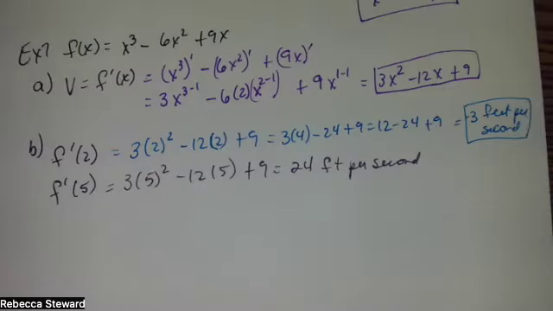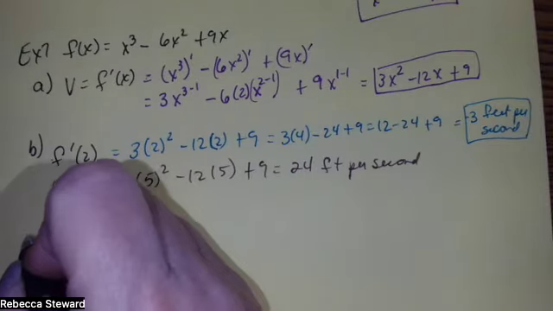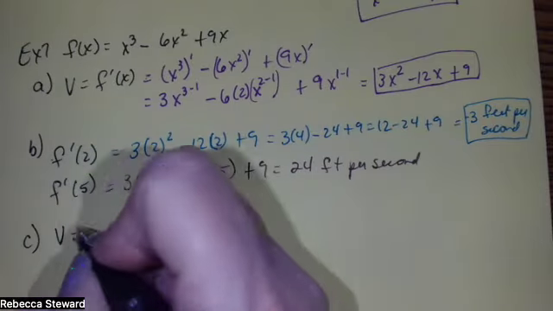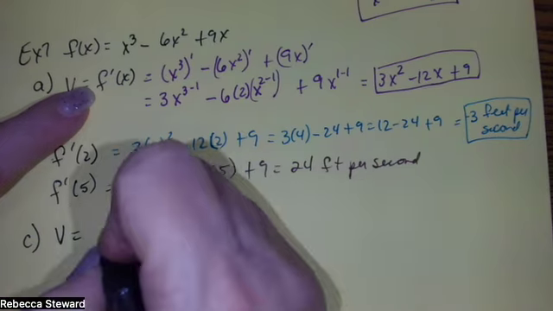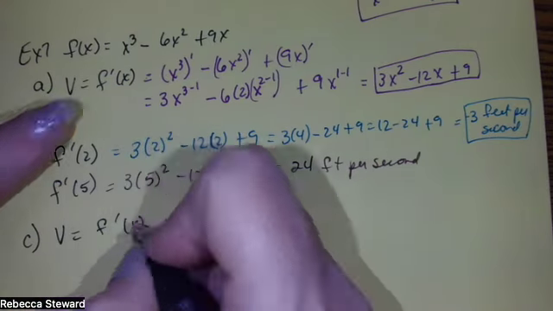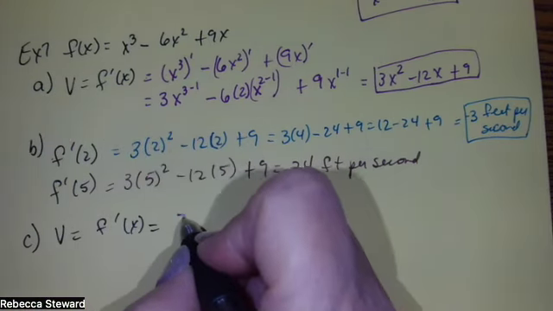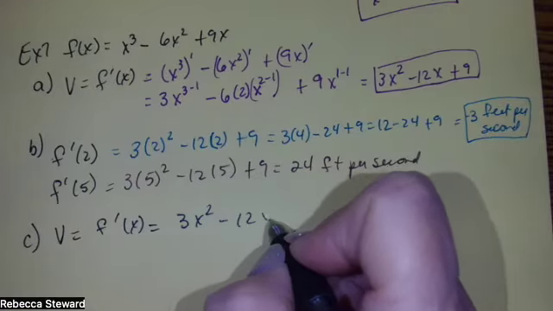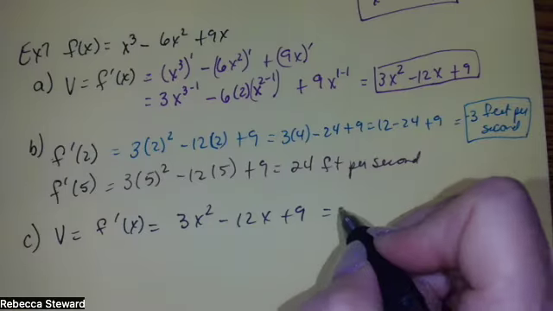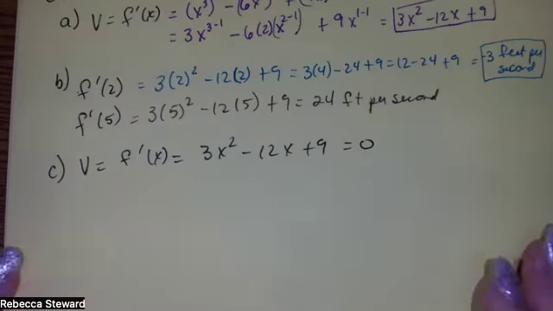All right, and then we had part C. And part C said to find the values of x, oops, sorry, wrong problem. Find the time when the velocity equals 0. So if we want to find the time where the velocity is equal to 0, we're going to take our v, our velocity, which is the f prime of x, which is equal to 3x squared minus 12x plus 9, and we're going to set it equal to 0.